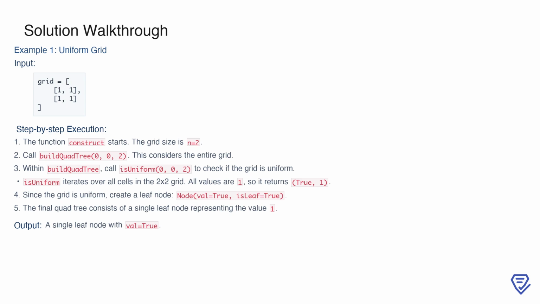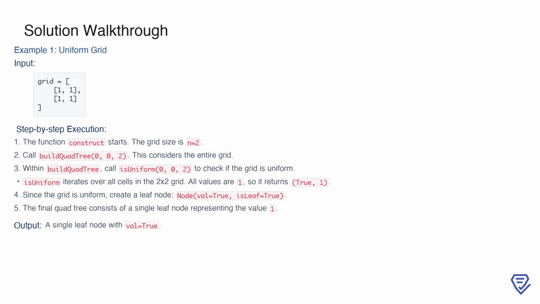The function construct begins execution, and since the grid size is 2, we call the helper function buildQuadTree with the coordinates 0, 0, and size 2. This means we are analyzing the entire grid. To determine if the grid is uniform, we call isUniform with the same parameters. IsUniform iterates through every cell in the grid and finds that all values are indeed 1.